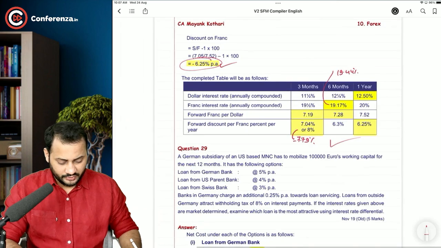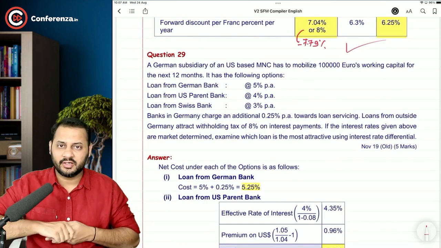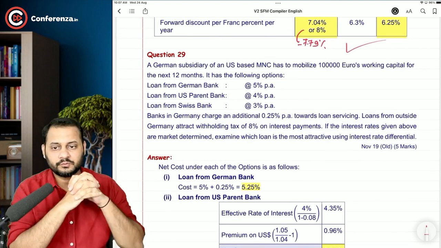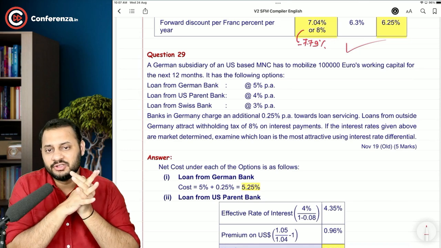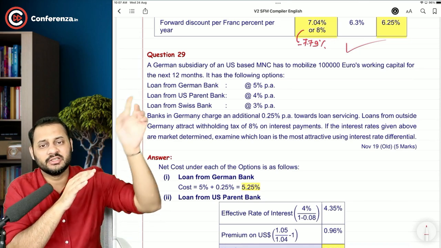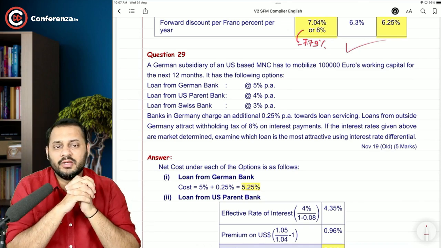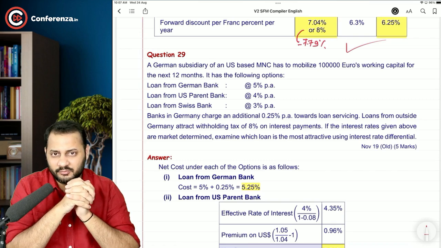Okay, sir, let's move on to the next question now. This is going to be an interesting part once again. Question number 29. Let's have a look at that. A German subsidiary of a US-based multinational company has to mobilize 1 lakh euros working capital for the next 12 months. It has the following options.